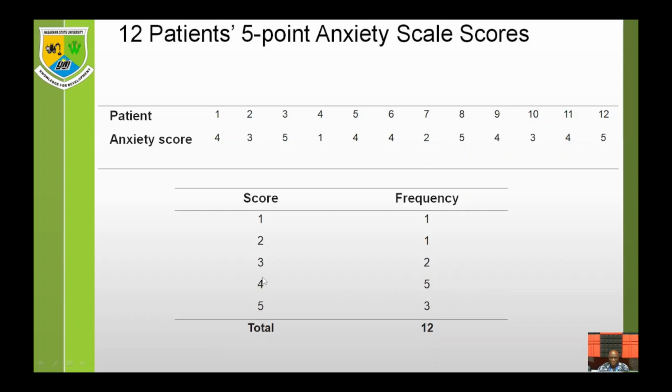For scale number 4, patient number 1, patient number 5, number 6, and number 11, meaning 4 has a frequency of 5. And for anxiety score 5, we have patient number 3, patient number 12, and patient number 8, so a frequency of 3. If you add the frequencies 1, 1, 2, 5, 3, it will amount to 12, and that accounts for the 12 patients that were measured.